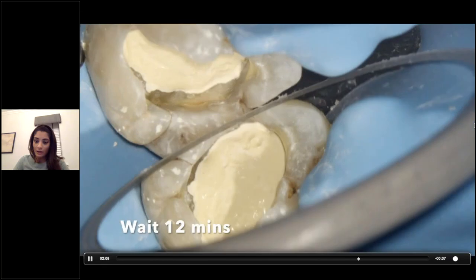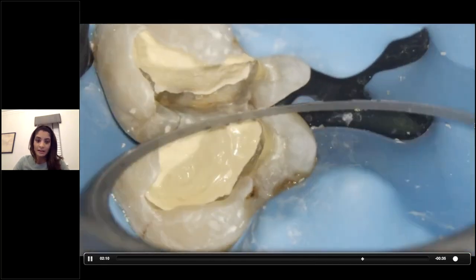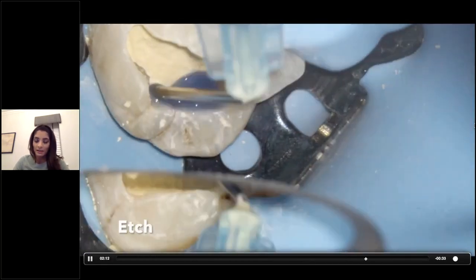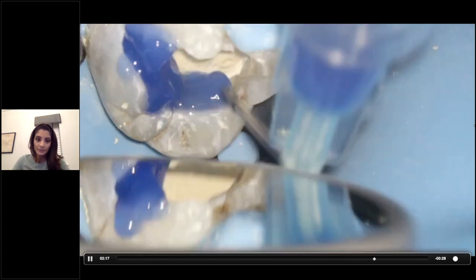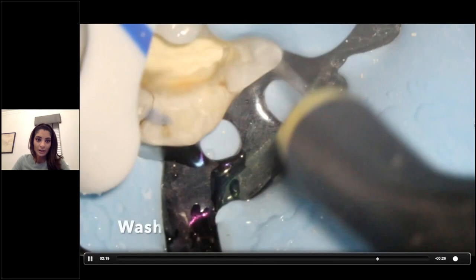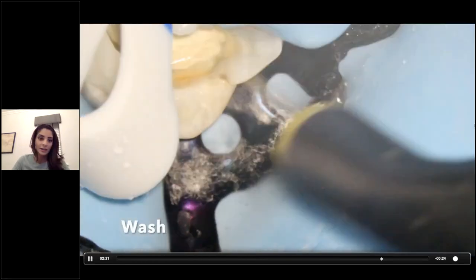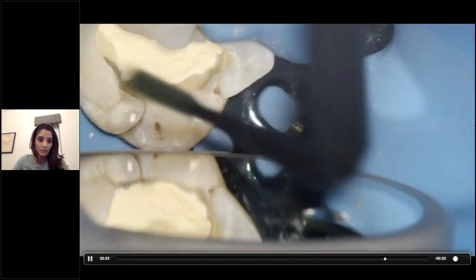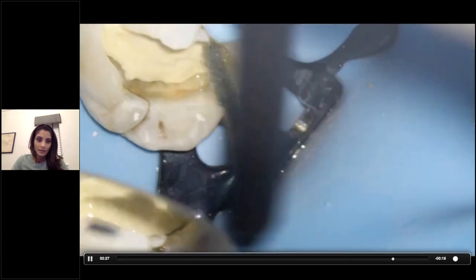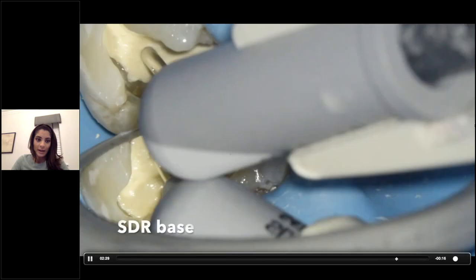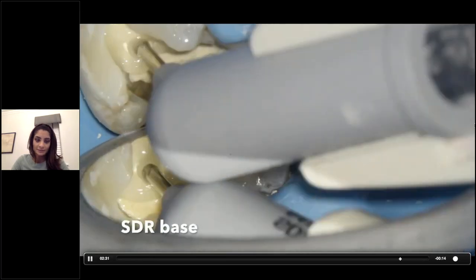And then wait 12 minutes. You need to set a timer really and wait the full 12 minutes before you do anything else to Biodentine. And then etch, wash, and put the composite on top. And you can see it's quite a predictable way to place it.